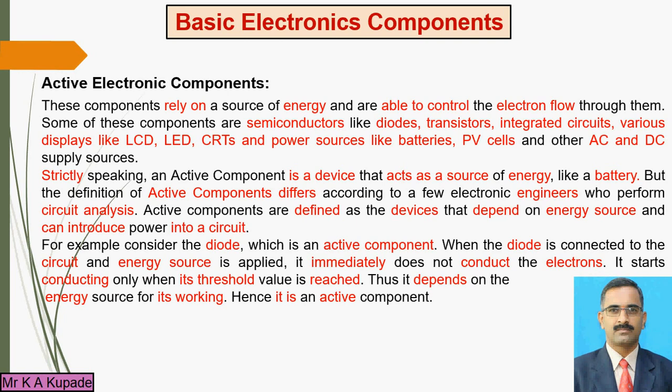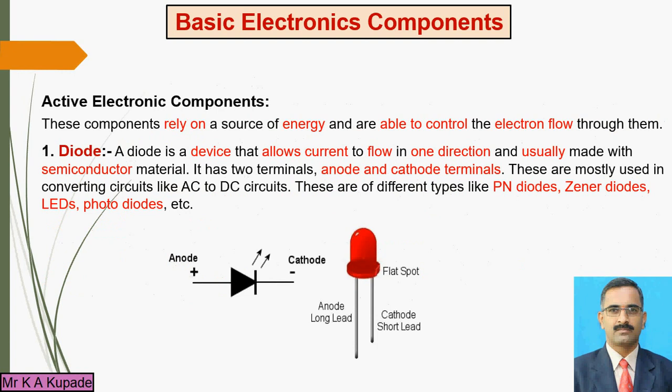This is active, but again it controls the flow of electrons. I said in the example that whenever it crosses that threshold voltage, then it is conducting. That means it is controlling the flow of electrons. So these are the active components, the definition with an example. Now we'll see one by one, as per the definition of the active components, the types of active components.